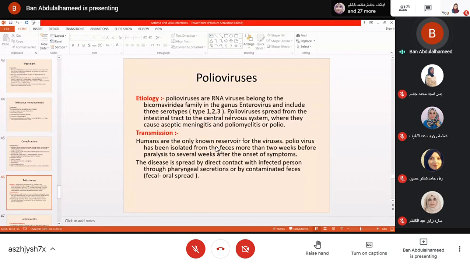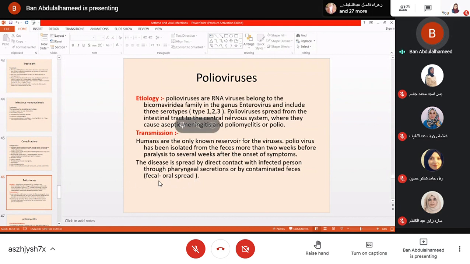Regarding transmission of the disease, humans are the only known reservoir for the virus. Poliovirus has been isolated from the feces more than 2 weeks before paralysis to several weeks after the onset of the symptoms. The disease spreads by direct contact with an infected person through pharyngeal secretions or by contaminated feces. This means the way of transmission of poliovirus is through fecal-oral spread.